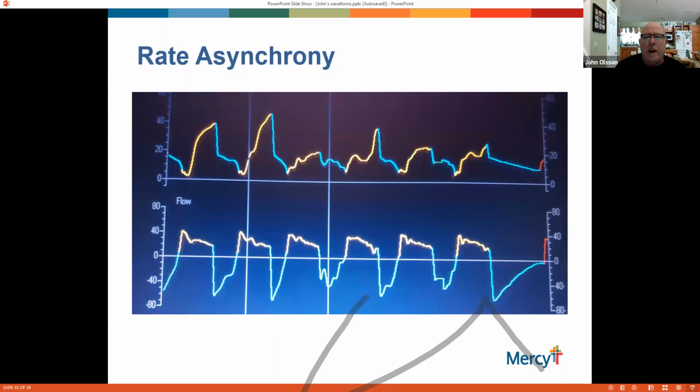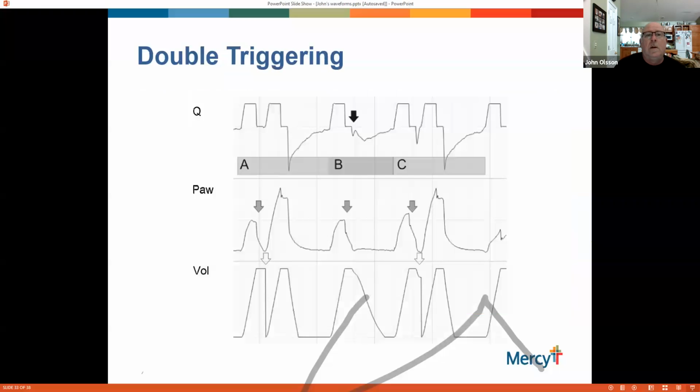Here's rate asynchrony again, where the patient is taking breaths and they're not exhaling all the way. You can see my flow pattern here. It's not coming up to baseline, up to zero on the exhalation. So here's inspiration, and then it goes into exhalation on these blue ones. See how that's yellow and that's blue, and they're not coming up to zero. My patient wants to exhale all the way, and they're getting anxious, and they're taking breaths on top of each other.